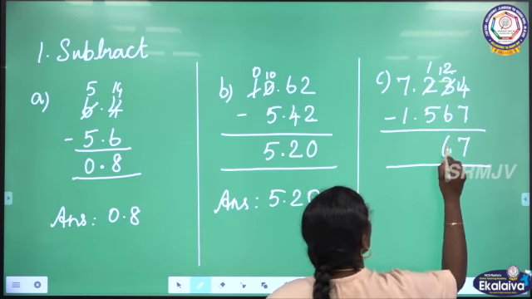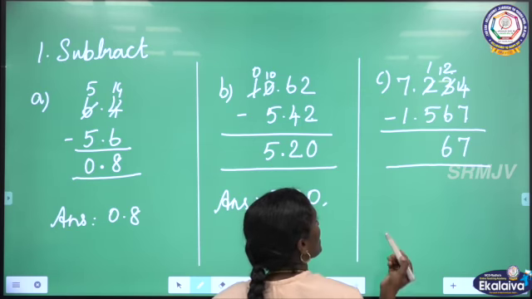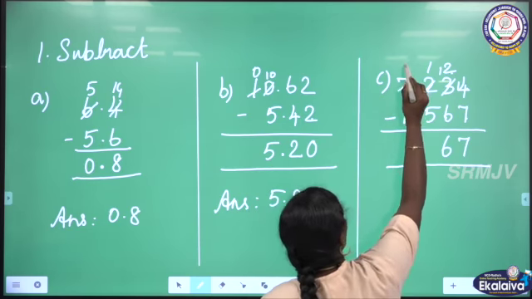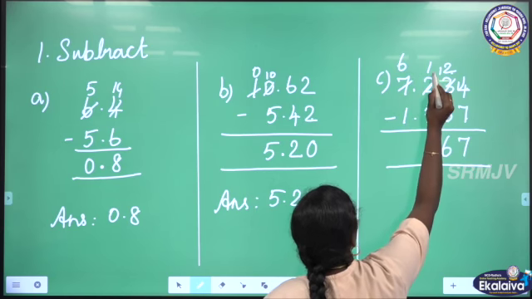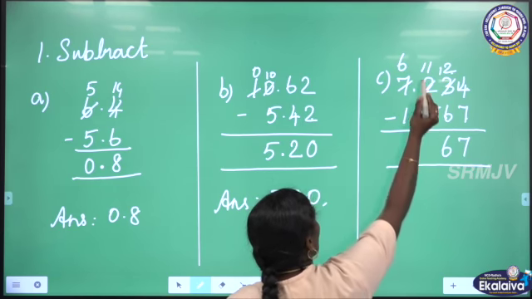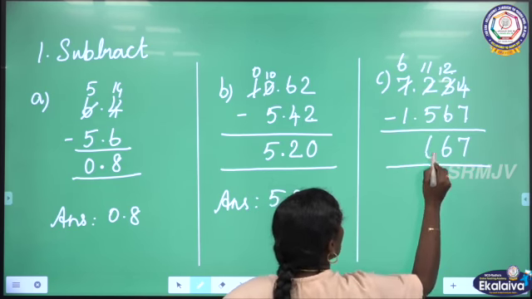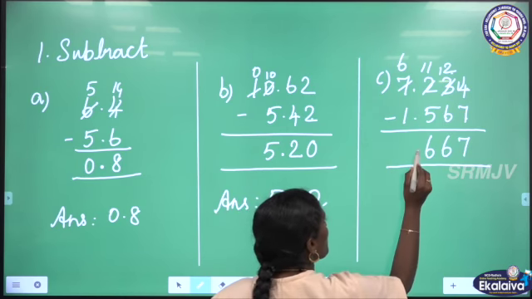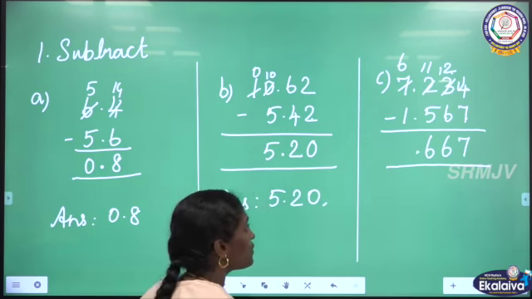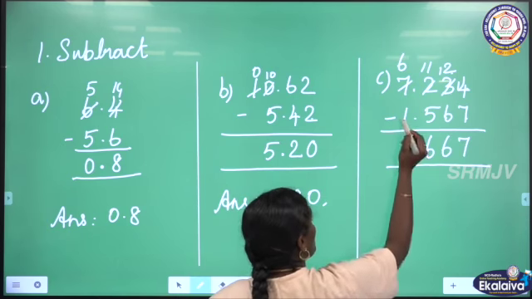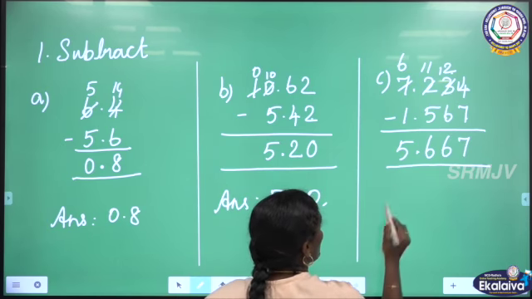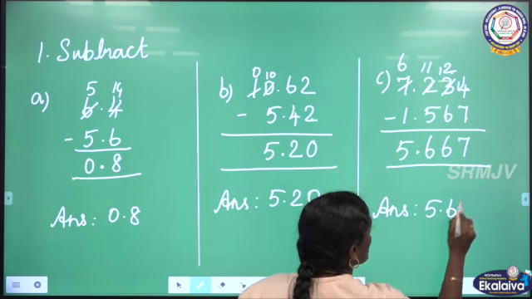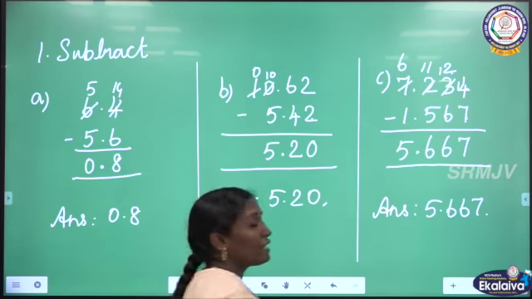12 minus 6, 6. Here 1 minus 5. We can't subtract 5 from 1. So, we have to borrow from 7. 7 will become 6. This one will become 11. 11 minus 5, 6. Now, we are going to subtract the numbers in whole number part. Before that, we have to keep the decimal point in answer. Here 6 minus 1, 5. So, the answer is 5.667. Is it clear, children?